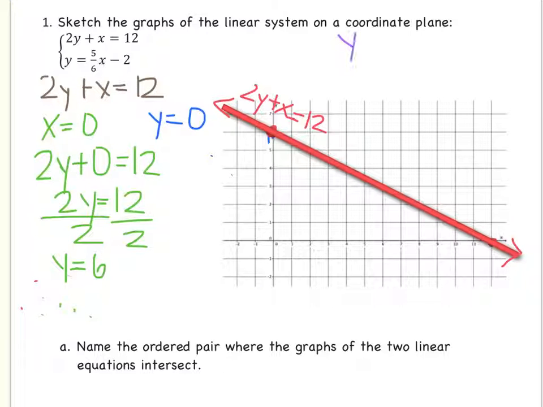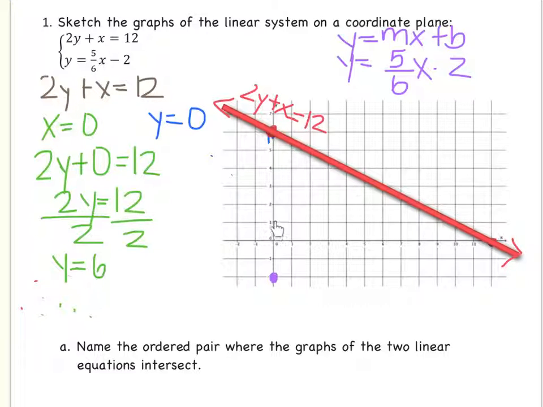Remember, it's y equals mx plus b. I'm going to determine my slope and my y-intercept, and I'm going to graph from there. So my y-intercept is -2, so I'm going to graph on my line a point at -2. My slope is I'm going to rise 5 and run to the right 6. So for my y-intercept, I'm going to rise 5.